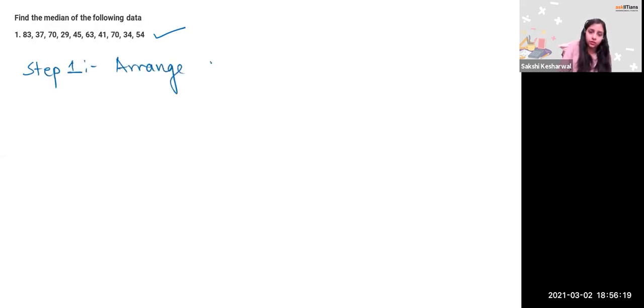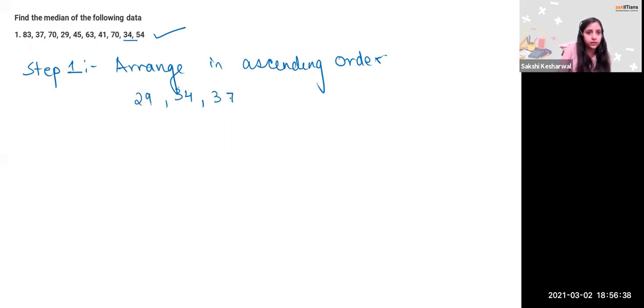Arrange in ascending order. First you arrange this in ascending order. So the lowest is what, beta? The lowest is 29, right? Then you have 34, then 37, then 41, then 45. So this cancels out, this cancels out, this cancels out. 41, then 45, and then you have 54.